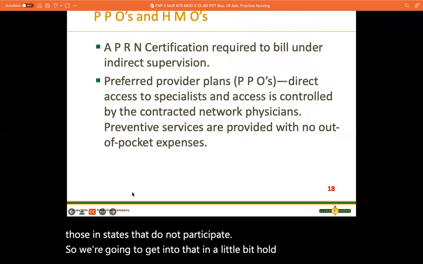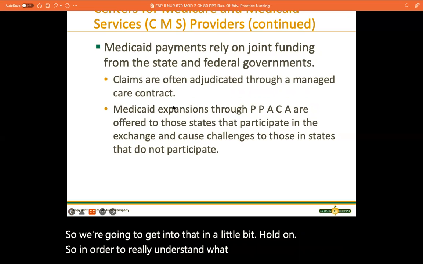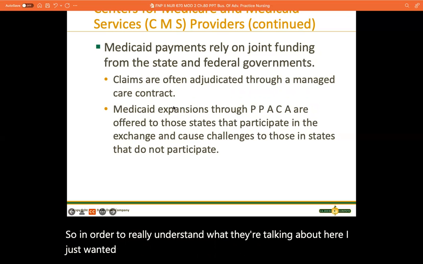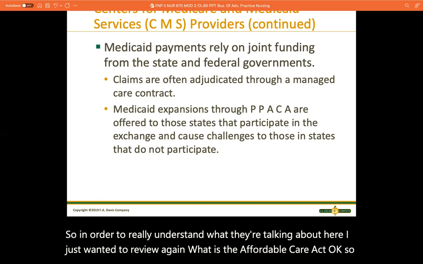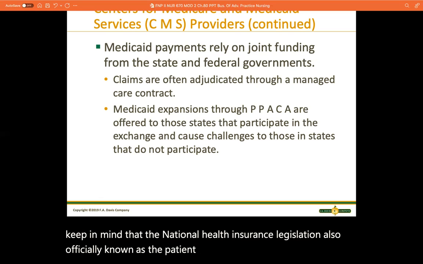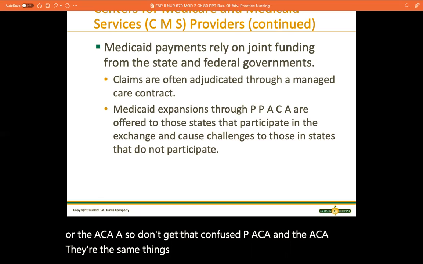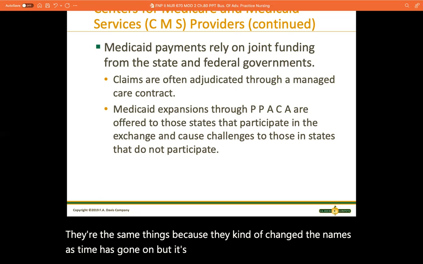Hold on. In order to really understand what they're talking about here, I just wanted to review again, what is the Affordable Care Act? Keep in mind that the National Health Insurance Legislation, officially known as the Patient Protection and Affordable Care Act, or the PPACA. So don't get that confused. PPACA and the ACA, they're the same things, because they kind of changed the names as time has gone on, but it's unofficially named Obamacare. Okay, so it's all the same thing.